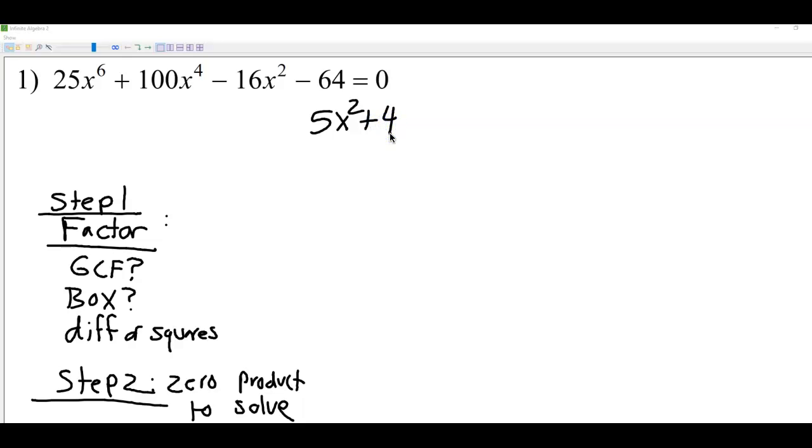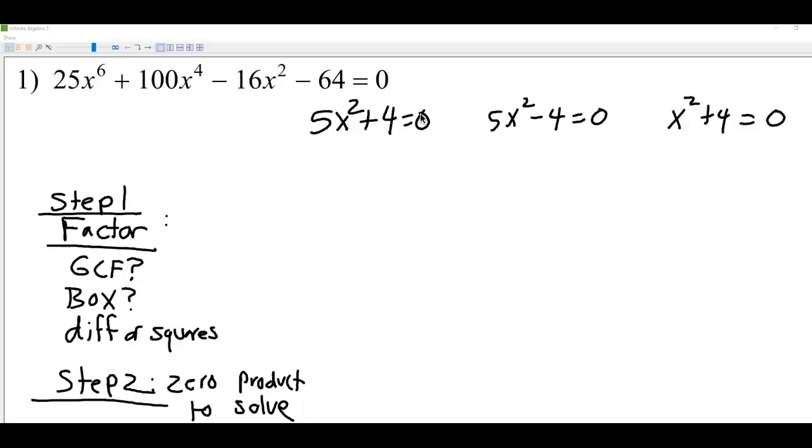All right, so we had 5x squared plus 4, is that right? And then we had 5x squared minus 4. And then x squared plus 4. Okay, so the zero product property tells me if these three things are multiplying together to make 0, that means any one of those could be equal to 0. So we set all three of those factors equal to 0, and we're going to solve.